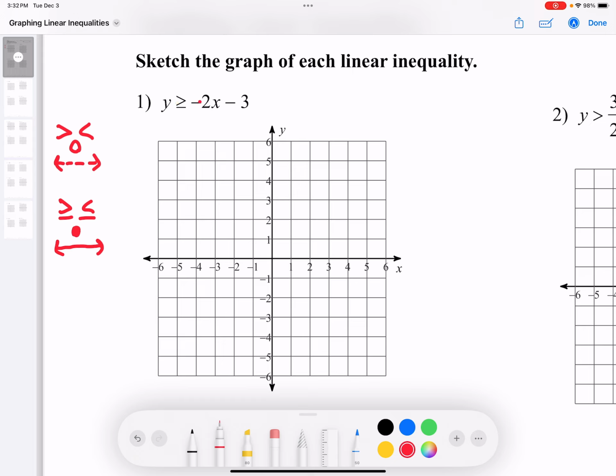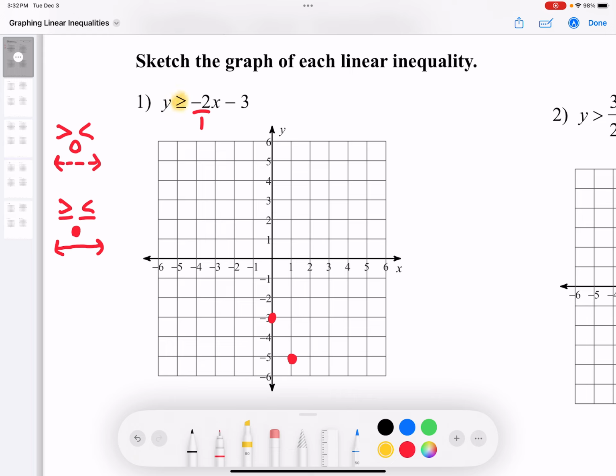So we have y is greater than negative 2x minus 3. We take the negative 2, we put it over 1. We begin with negative 3, so we go down to 3. And then I go down 2, right 1 to plot my next point. Okay. Then we look at our inequality symbol here.